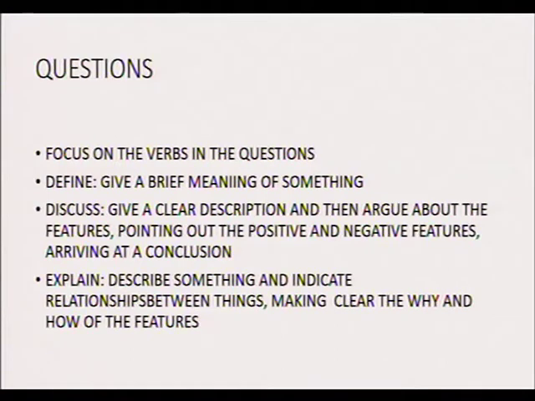Another question might come when you are expected to explain. When we explain, we say we describe something and indicate the relationship between things, making clear the why and how of the feature. So when you are explaining, you are giving a reason why something happened and how it happened, for example. So you make sure that if your question asks you to explain, then you should be able to give the how and why something happened or a certain feature has.